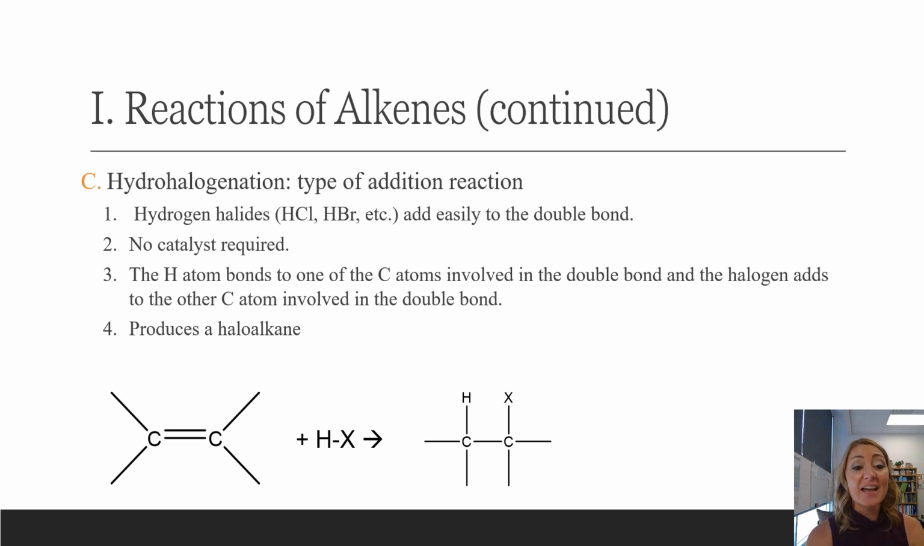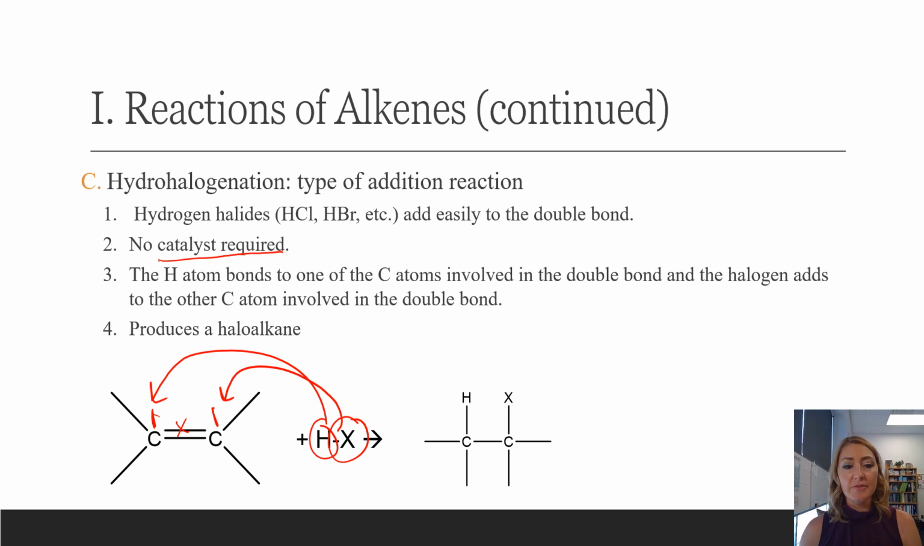It does not require a catalyst, so we'll just show an arrow with nothing above it. So your hydrogen atom is going to bond to one of the carbons involved in the double bond. Remember, we're breaking this double bond, so now we have a spot to bond on each of these. So the hydrogen will go to one carbon, and the halogen will go to the other. This produces a haloalkane, or an alkyl halide.